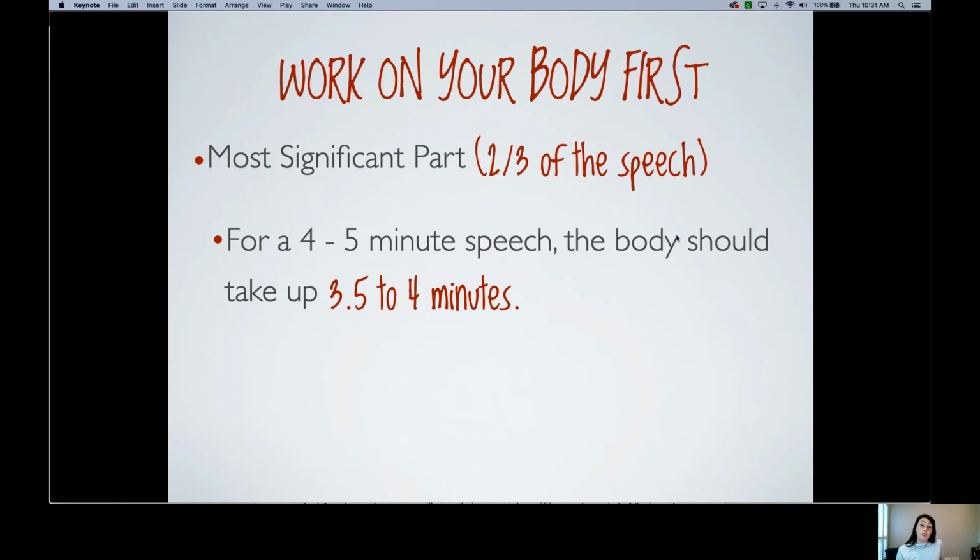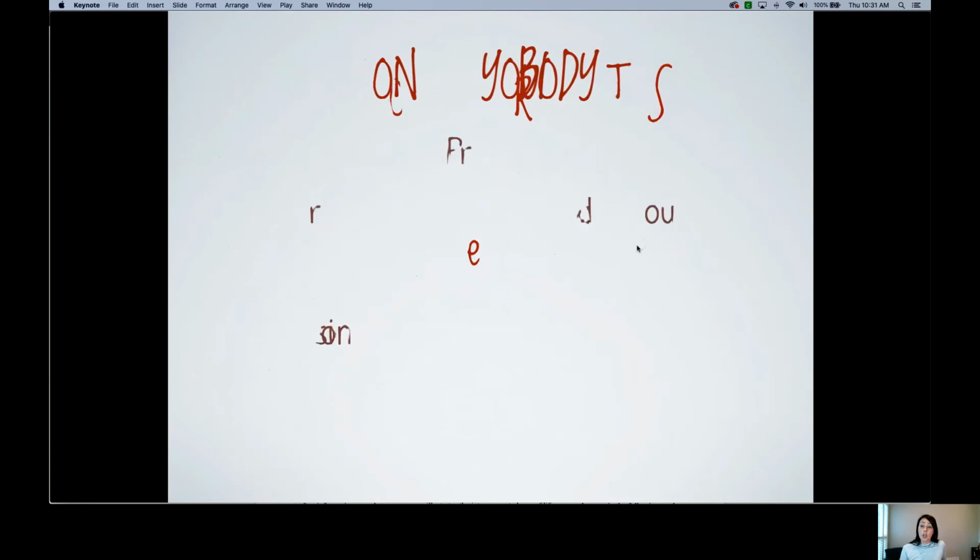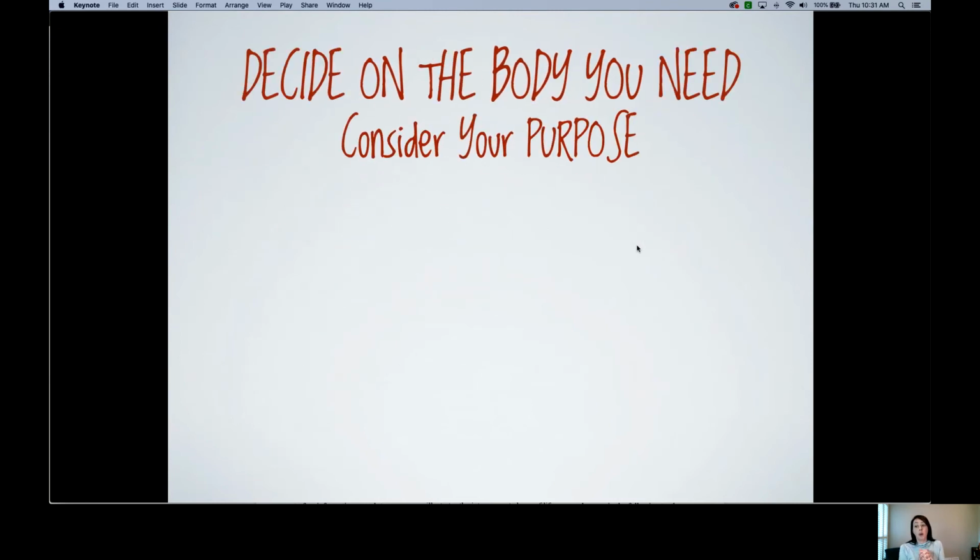For a 4 to 5 minute speech, which is what your first speech is, the body should take up almost the whole thing, 3.5 to 4 minutes. And if you build the body, it tells you what to put in the introduction and the conclusion. So you have to decide on the body you need.